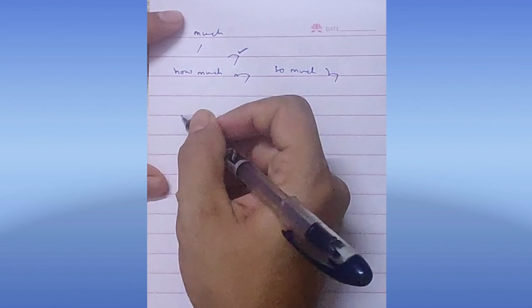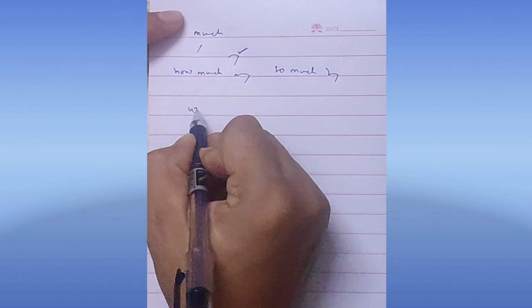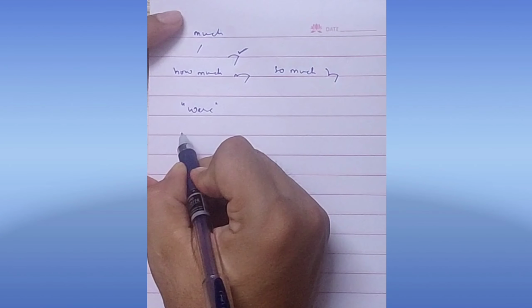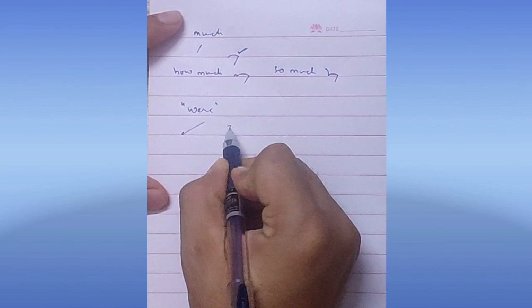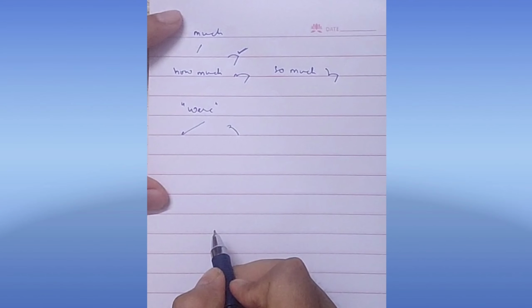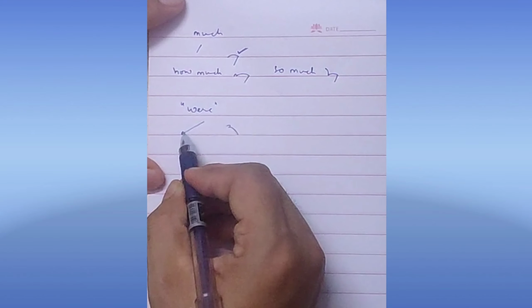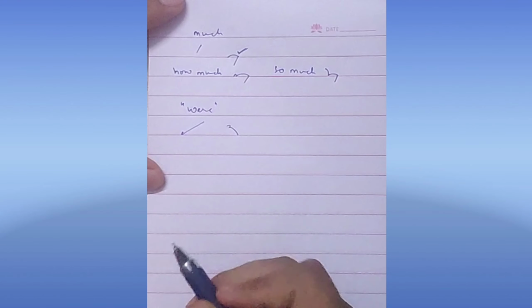And again there are two ways of using "where". The two ways are this and this. We will use either this one or this one according to convenience.